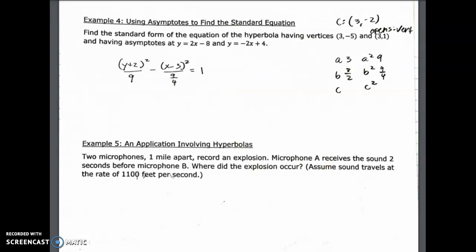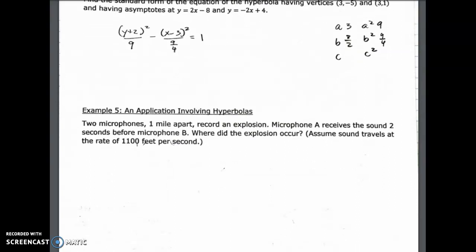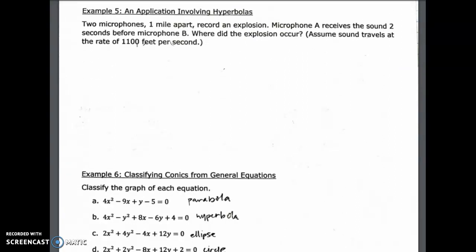Because there's so much, and we're trying to do this distance learning thing with hyperbolas, I'm going to cut out the application problems in this section so you can ignore example 5.